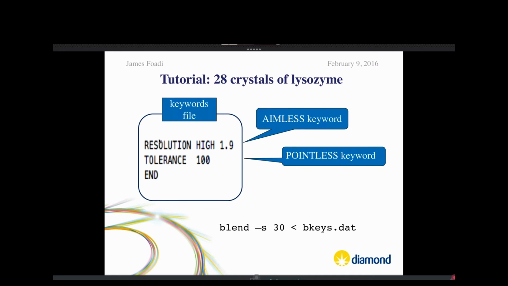Up to this point, we have not made use of keywords and have accepted default values. This time, before running Blend in synthesis mode, we create a keyword file, and for example, we can call it bkeys.dat, although you can call it whatever way you want. And this file has the content here illustrated. Essentially, we are limiting resolution to 1.9 angstroms for all clusters. We are also asking Pointless not to stop if the difference in cell parameters is considered too large. This is described by the Pointless keyword tolerance. A large value, like 100, means that very large differences in unit cells are tolerated. Blend is eventually executed in synthesis mode by feeding the keyword file with a Unix symbol for input redirection, as you can see here.